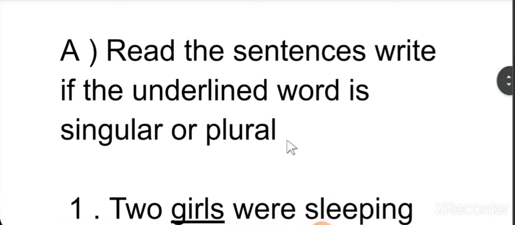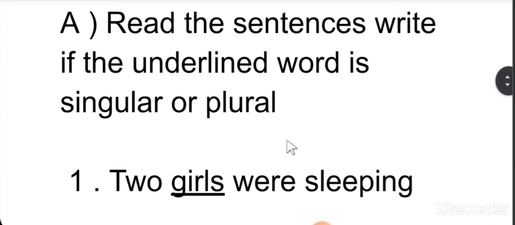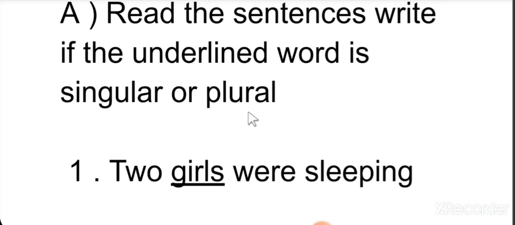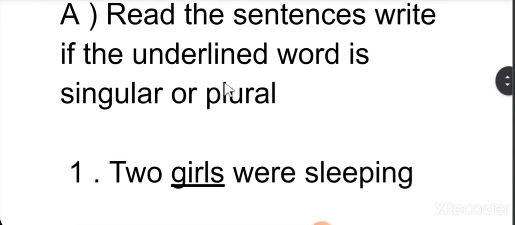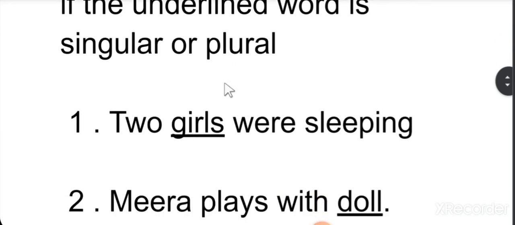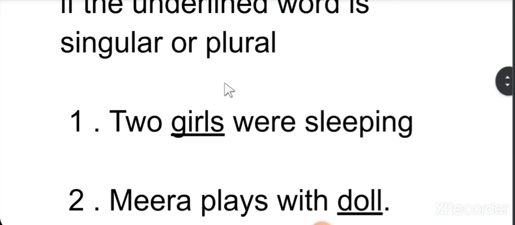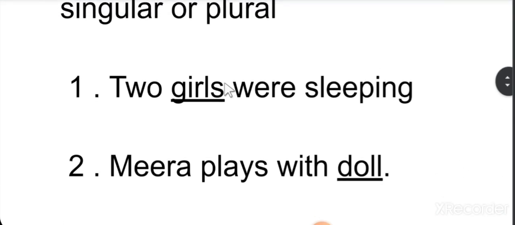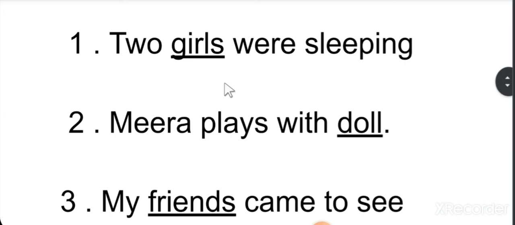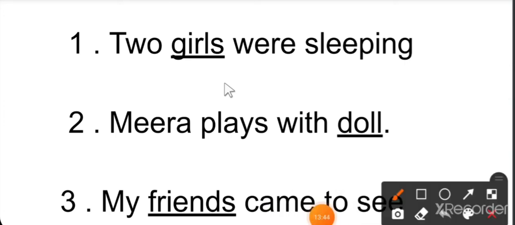Let's do some exercise to revise it. Read the sentences, write if the underlined word is singular or plural. Means there are some words underlined in the sentence and you have to tell whether the underlined word is singular or plural. So let's see. The first is, two girls were sleeping. So here the word girls is given. Tell me, is girls a singular word or a plural word? Girls are plural. So we will write plural here.